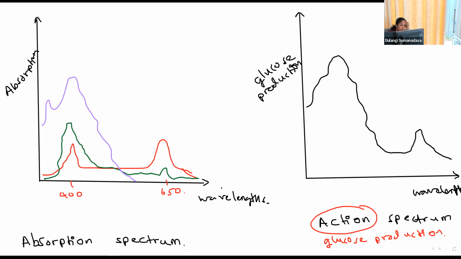I'm going to share the screen, but the concept comes from these two graphs. The first one is the absorption spectrum. We are showing the individual absorption by different pigments, but it's going to contribute to the total action, which is the glucose production, right? So glucose production is just one line.